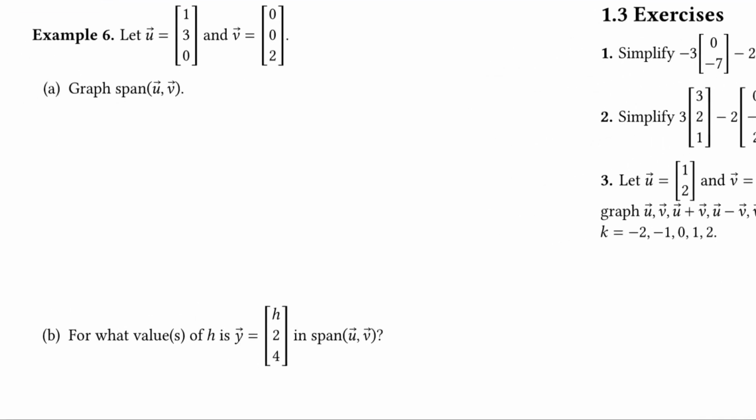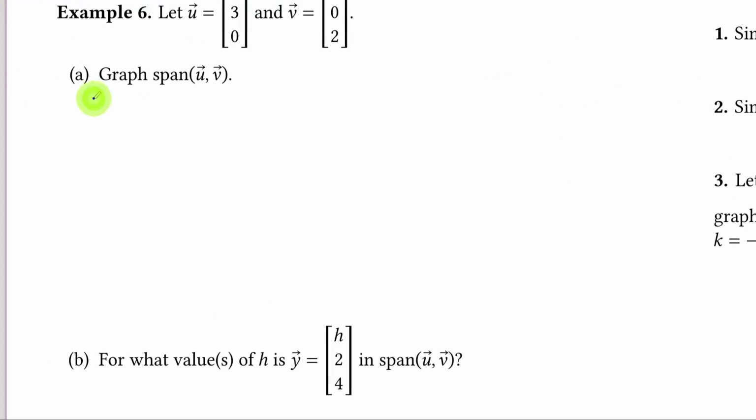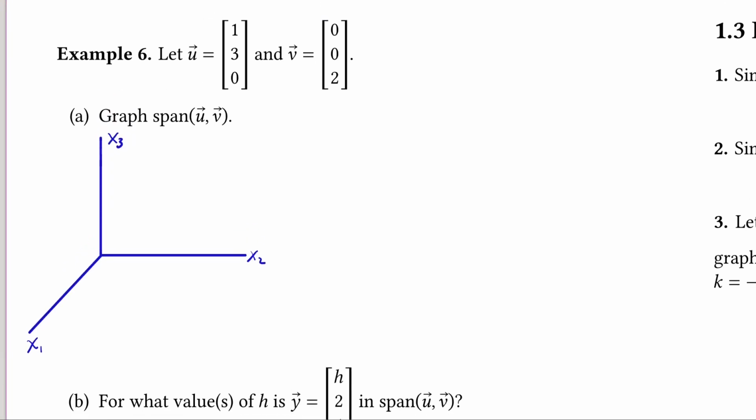So the traditional way to draw the R3 coordinate axes is like so, where you have your x, y, and z, but we're calling it x1, x2, and x3 axes. Let's start with just the vectors u and v. With u, we're coming out 1 unit in the x1 direction, and then from there going 3 units in the x2 direction. So that gives us a vector about here.